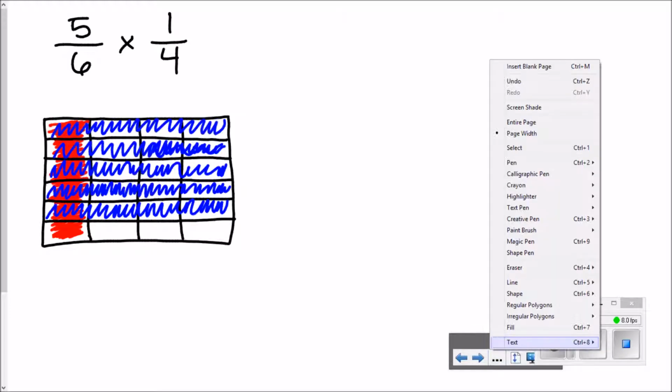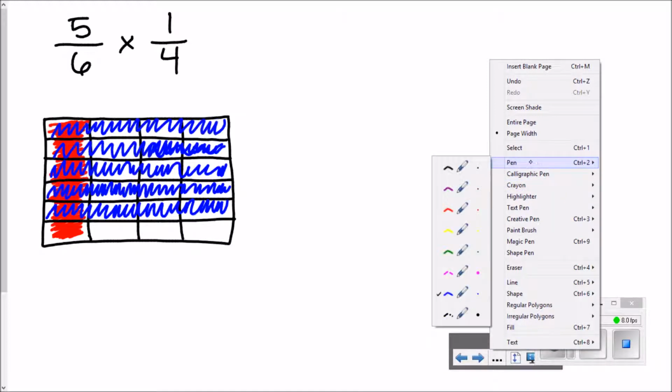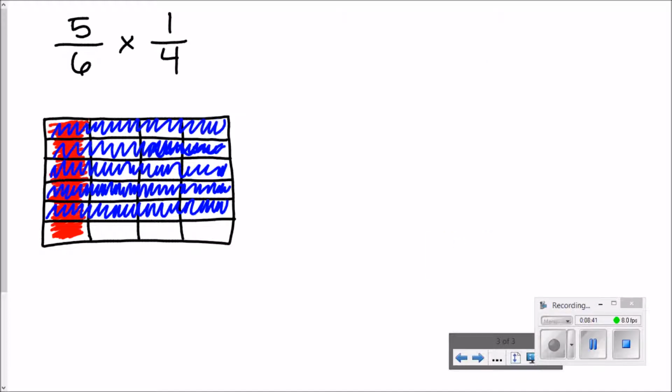Alright, so we need to focus on the parts that are double shaded. So I'm going to take a color, green, and I'm going to circle the parts that are double shaded. Now, we need to focus on how many parts the whole is now divided into. So that's 1, 2, 3, 4. 1, 2, 3, 4, 5, 6. 6 times 4 is 24. And then we have 1, 2, 3, 4, 5 that are double shaded.